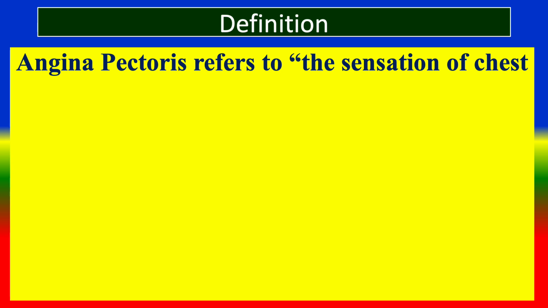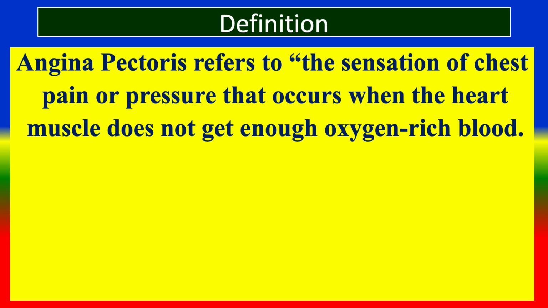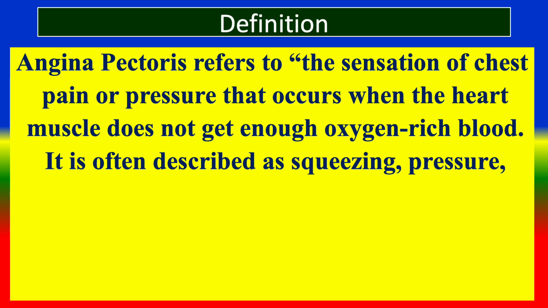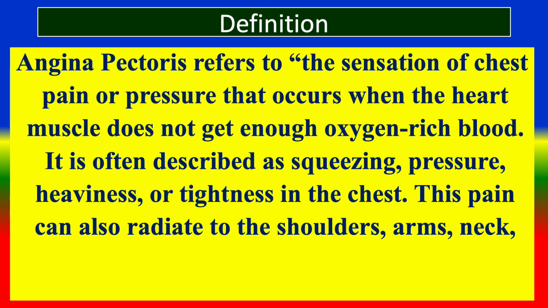Definition. Angina pectoris refers to the sensation of chest pain or pressure that occurs when the heart muscle does not get enough oxygen-rich blood. It is often described as squeezing, pressure, heaviness or tightness in the chest. This pain can also radiate to the shoulders, arm, neck, jaw or back.